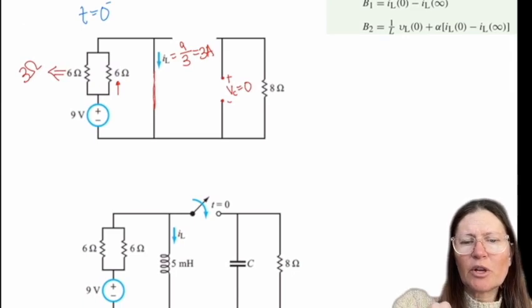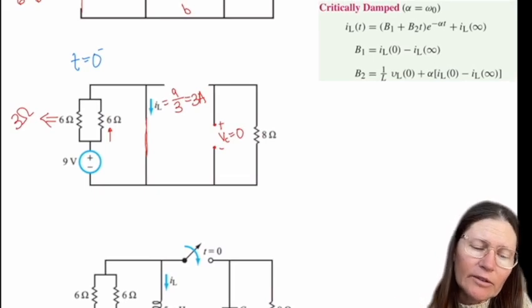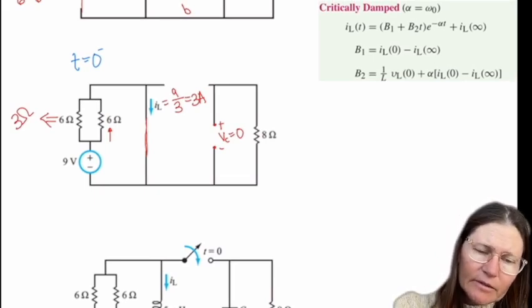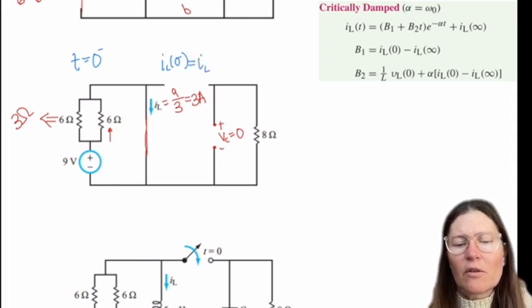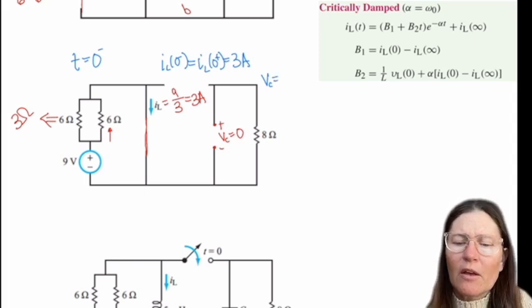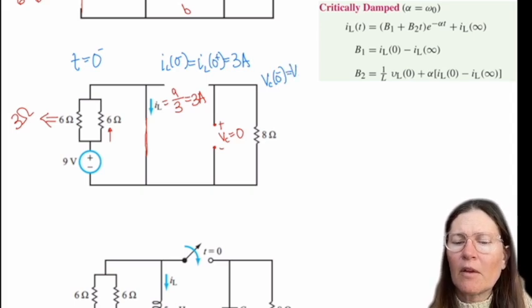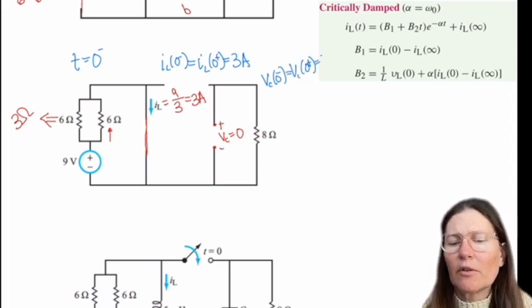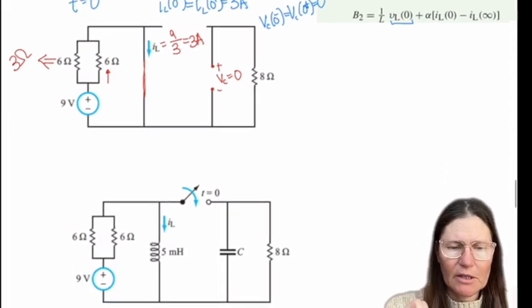And then when we switch, we're going to get the same values for the current. So IL of 0 plus has to stay the same, so that will stay 3 amps. And then our VC of 0 minus and 0 plus has to stay the same, so those equal 0. And then I need to know what VL of 0 at 0 plus is going to be.